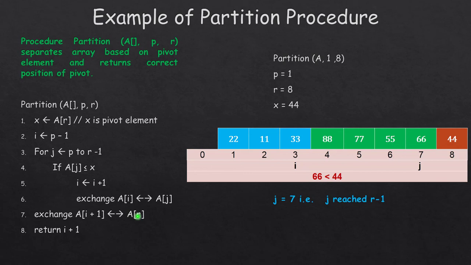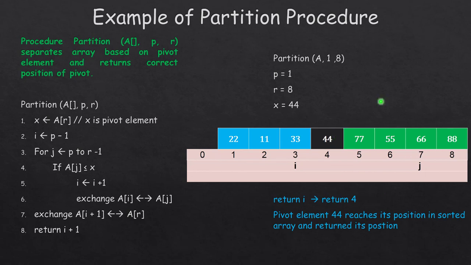What is A of r? A of r is A of 8. A of 8 is 44. 44 and A of i plus 1 will be swapped. What is A of i plus 1? i is 3. A of i plus 1 is A of 4, that is 88. This 88 and 44 will be swapped. Then return i plus 1. What is i? 3. So the procedure will return a value 4. So that's the end of the partition procedure.